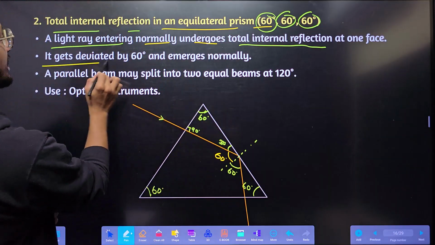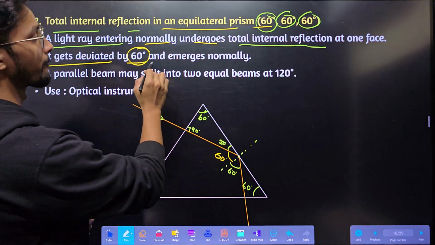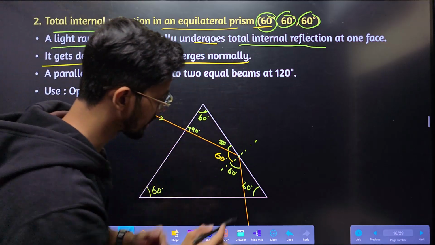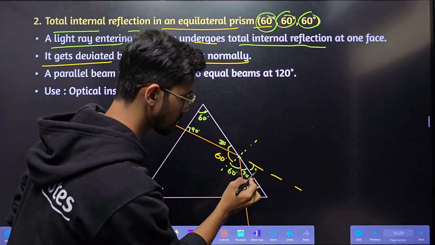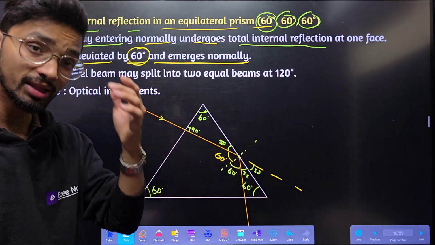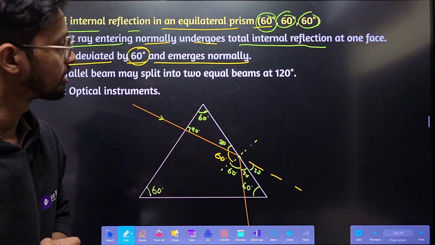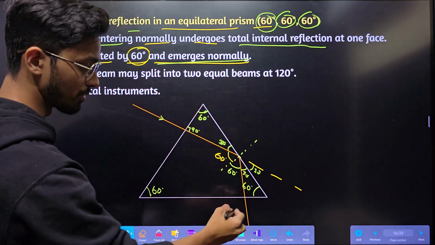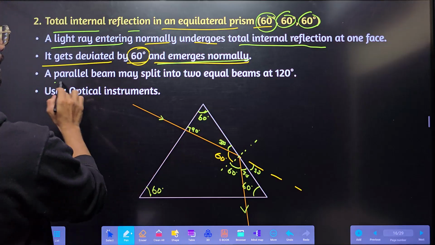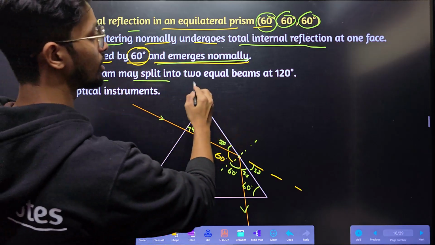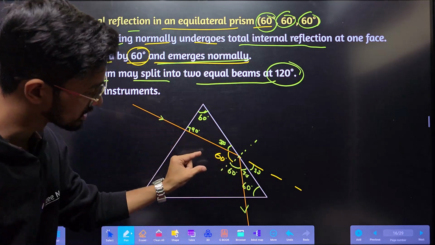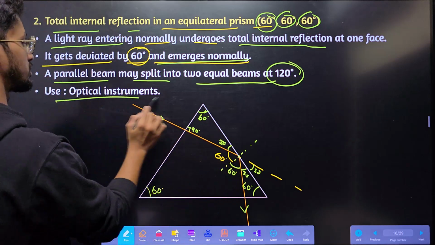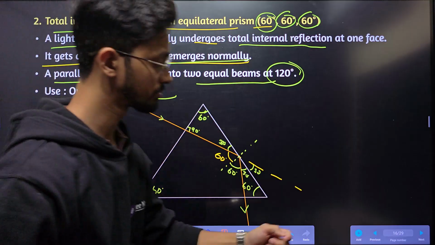See, it gets deviated by 60 degree and emerges normally. It was going like this. See, this is 30 and this will also be 30. So it gets deviated by 60 degree. Total deviation is 60 and it emerges out normally. A parallel beam may split into two equal beams at 120 degree. Two equal beams at how much angle? 60 plus 60, 120 degree. So it is used in optical instruments.